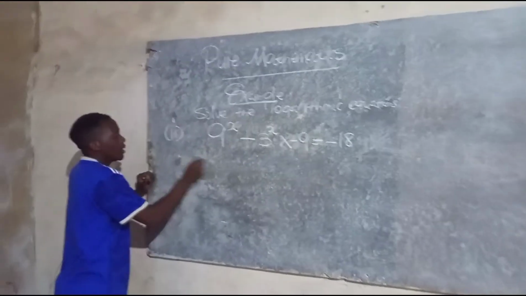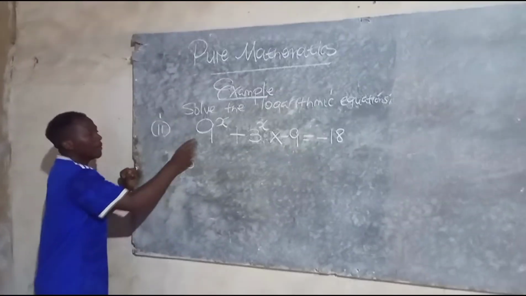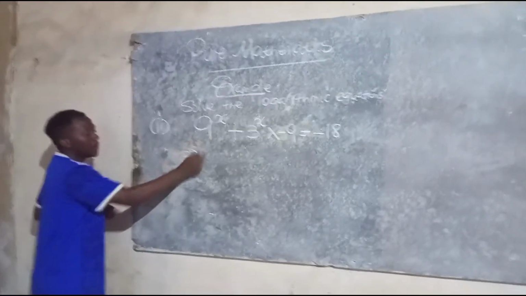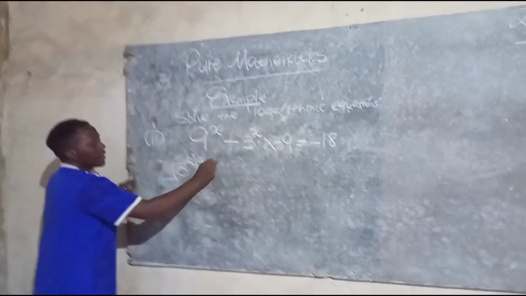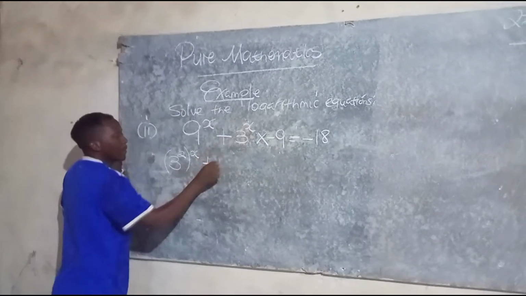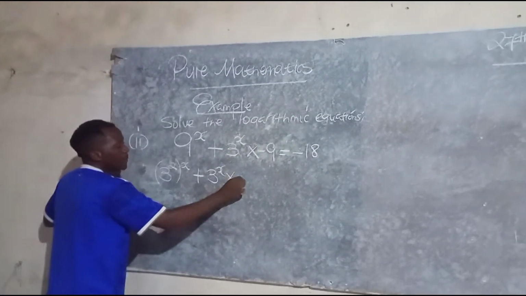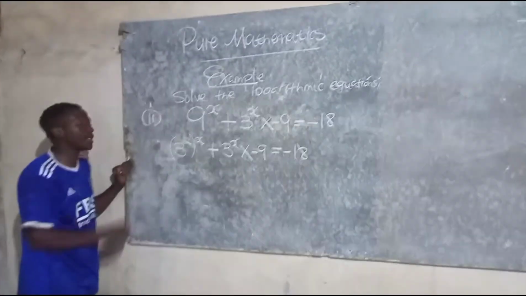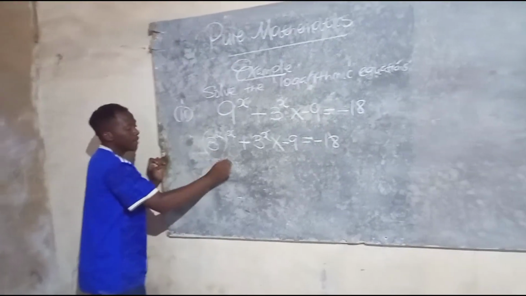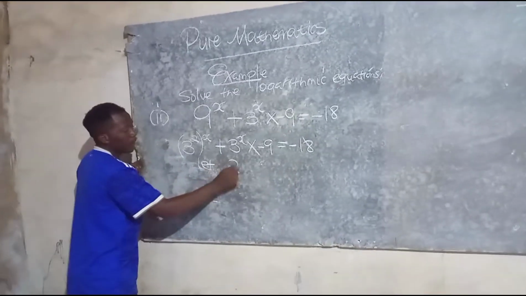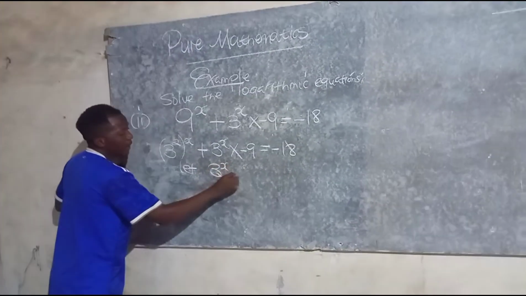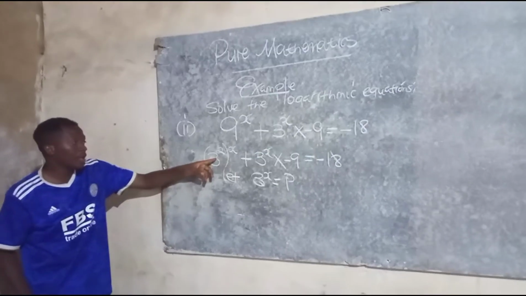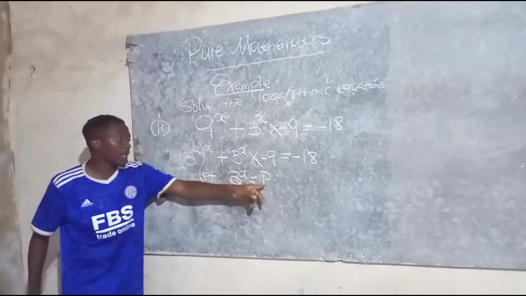We are going to reduce 3, but as long as it is representing 9, it's supposed to be raised to the power 2, with x plus 3 to the power x multiplied by negative 9, everything equated to negative 18. Then let 3 to the power x be equated to p. So where there is 3 to the power x, we are going to replace it with p.